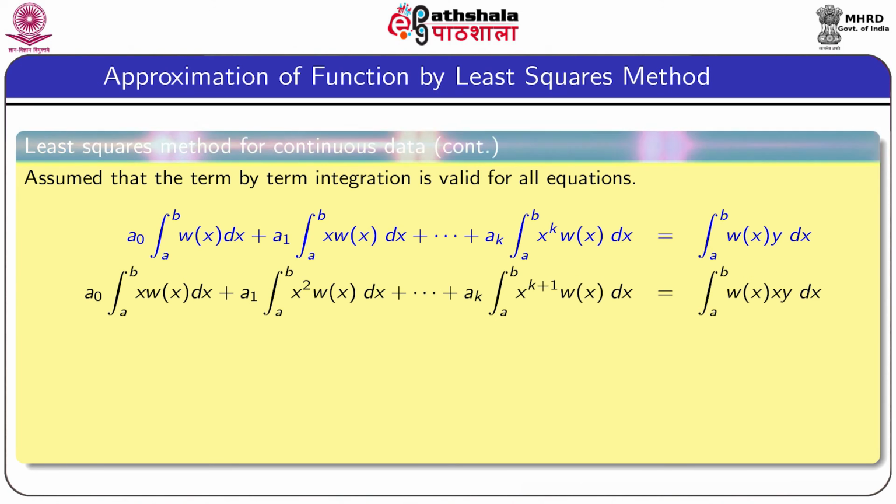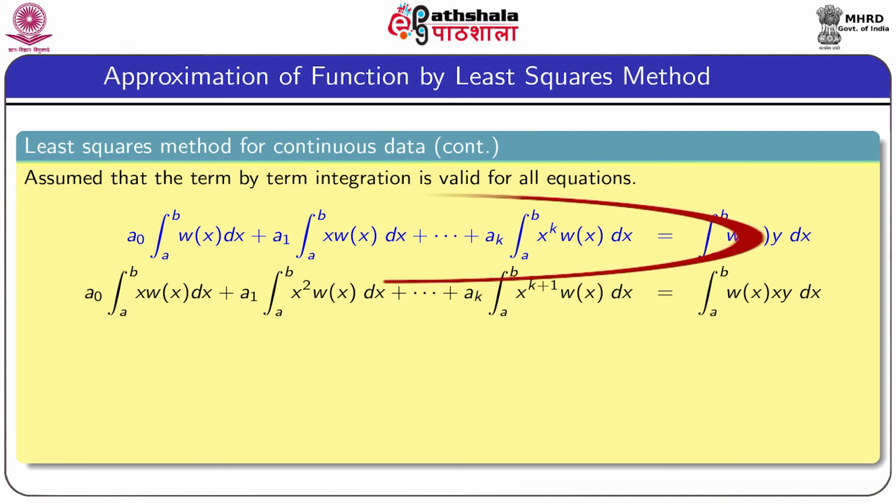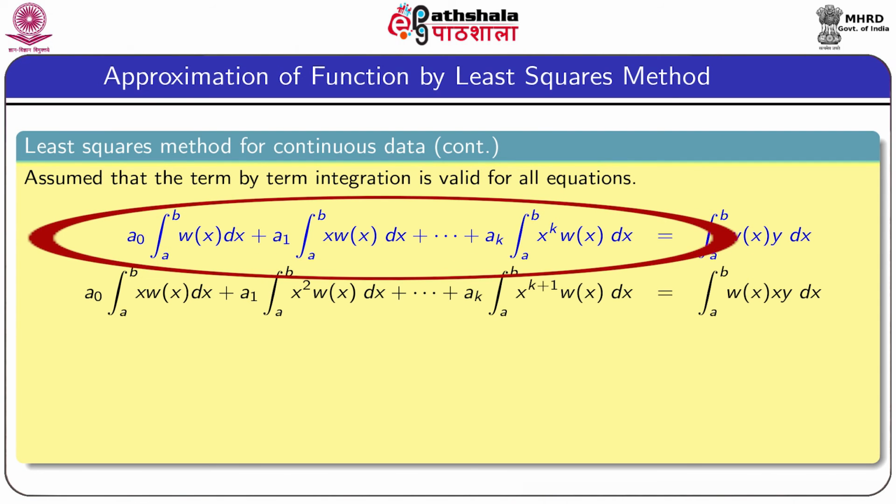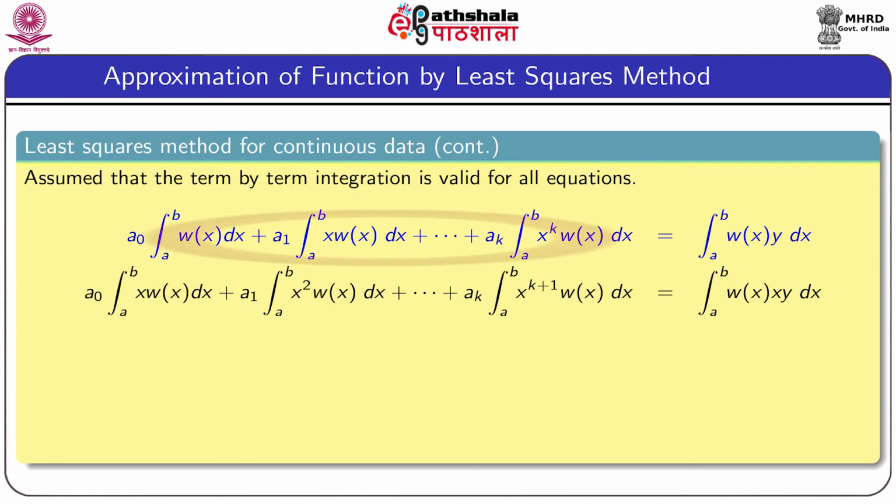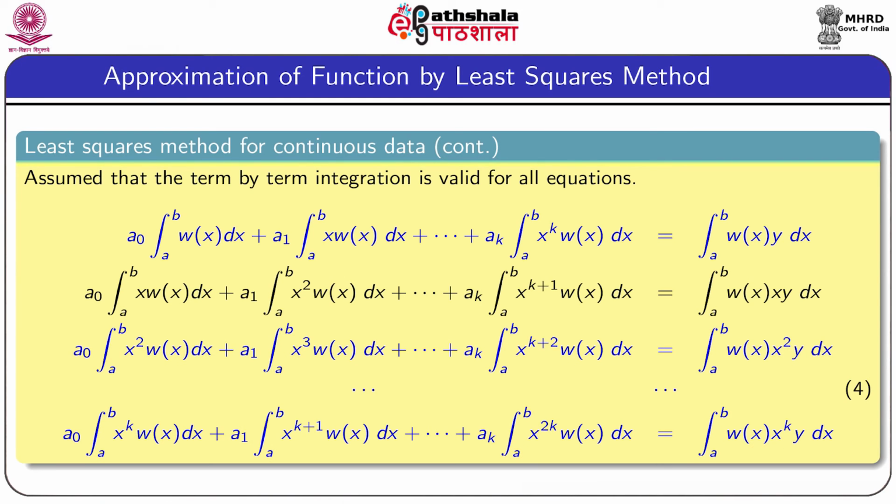Now we assume that term by term integration is valid for these equations. Then by term by term integration, the first equation is simplified as a0 integration from a to b of w(x) dx plus a1 integration from a to b of x into w(x) dx plus ... plus ak into integration from a to b of x to the power k w(x) dx equal to integration from a to b of w(x) y dx. Similarly, the second and last equations are obtained.